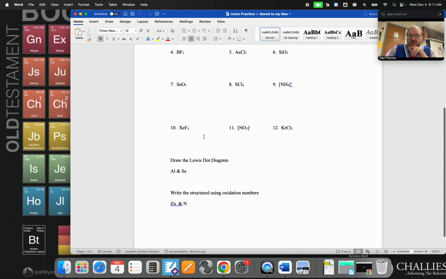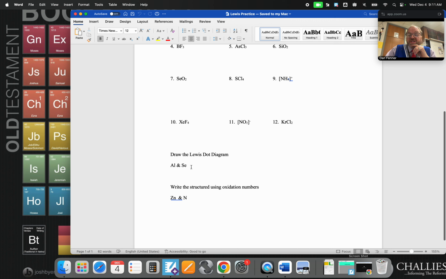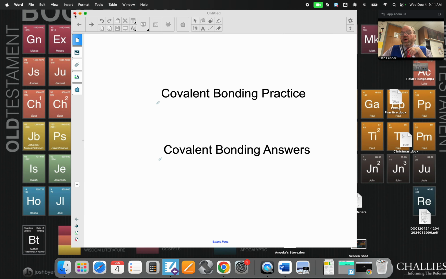I have two ionic structures I want you to do. One is a Lewis dot. Remember, those are the dots. Erase them, get the charges to add up, use brackets, get them equal, and make the structure. And then two with oxidation numbers. So go ahead and do those.